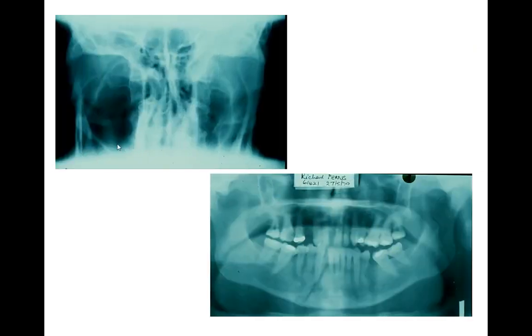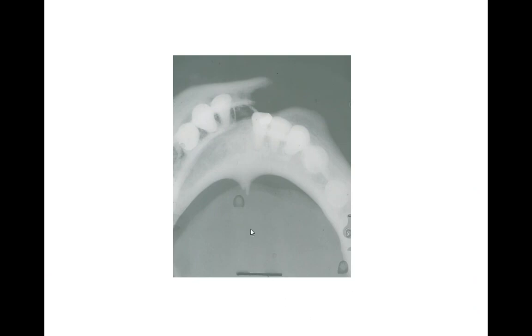This is a transpharyngeal view to view the condylar fracture. This is an OPG, which again can be taken for viewing the condyle. See, this is a fracture line here. So this is an occlusal view. See, this fracture can be visible like this.